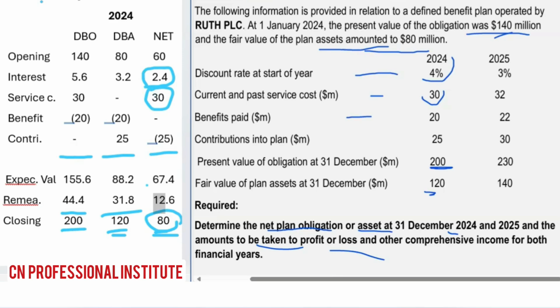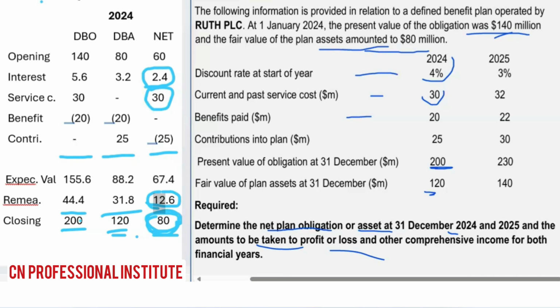Then when you come to the OCI, we record a remeasurement loss, sorry, a remeasurement loss of 12.6. When we go to financial position, we record a net liability of 80. So the items are: interest expense 2.4 and service cost 30, both in the P&L. In OCI, remeasurement loss of 12.6. And in the statement of financial position, net defined benefit obligation 80 as a non-current liability.